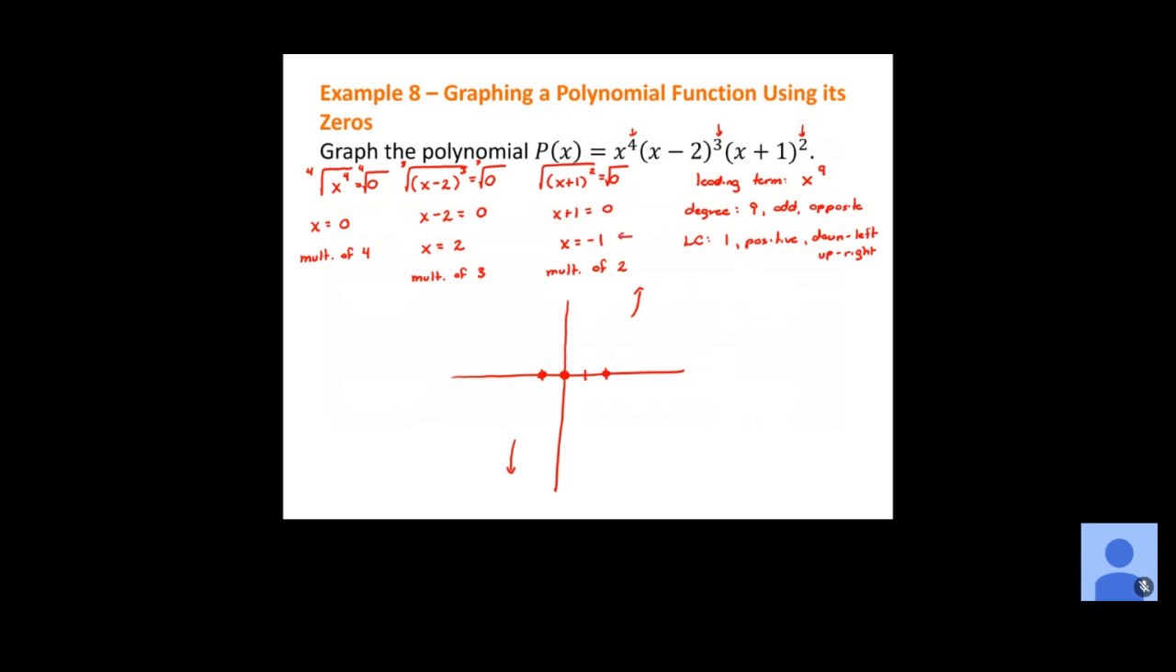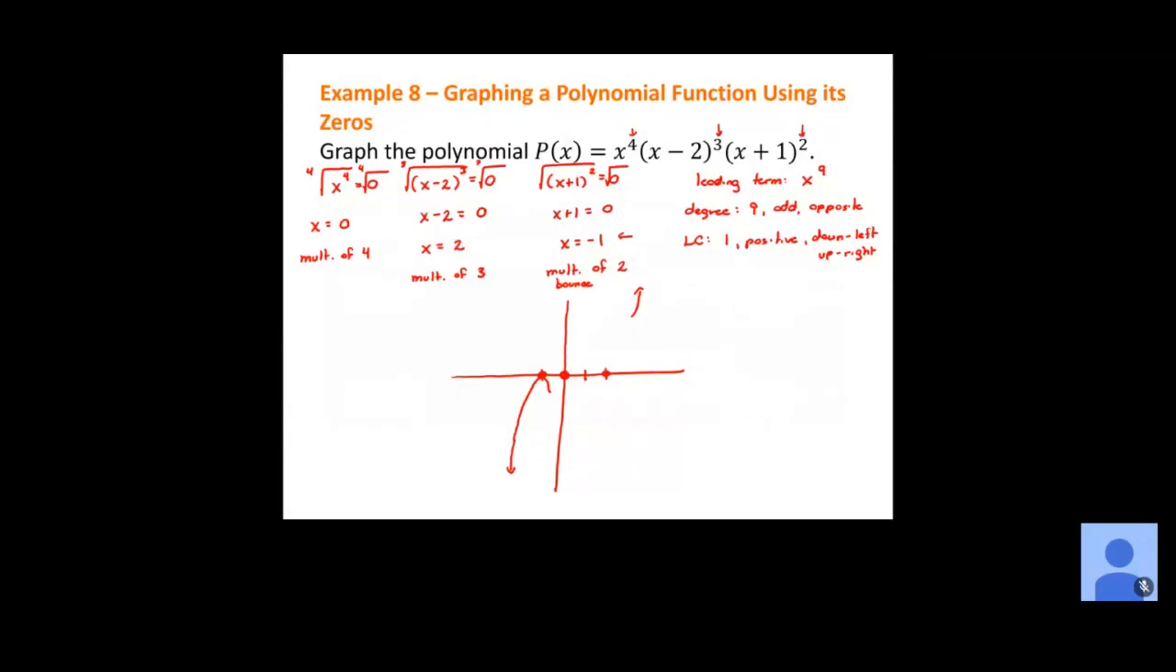Okay, so if I look at my negative 1, I know it has a multiplicity of 2, which is an even multiplicity. That tells me that this one is going to bounce because it's even. Okay, so when I get to negative 1 here, I need to make sure that I'm bouncing back down.